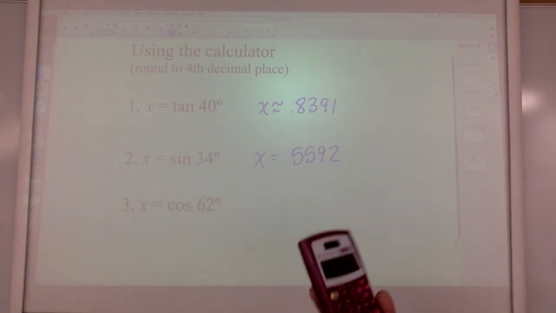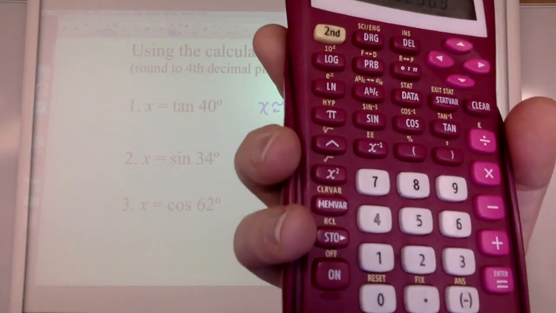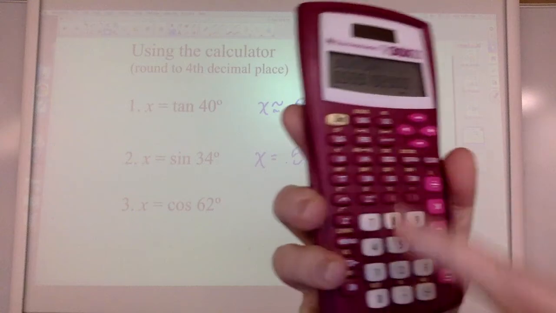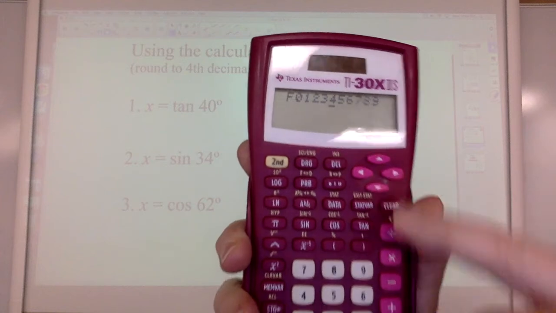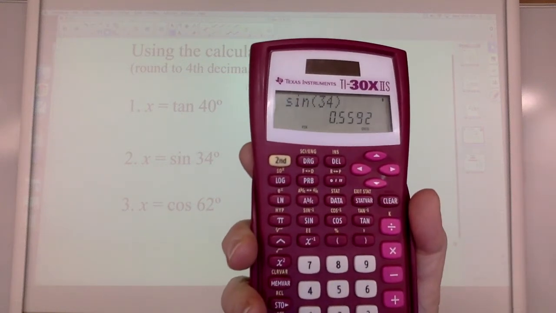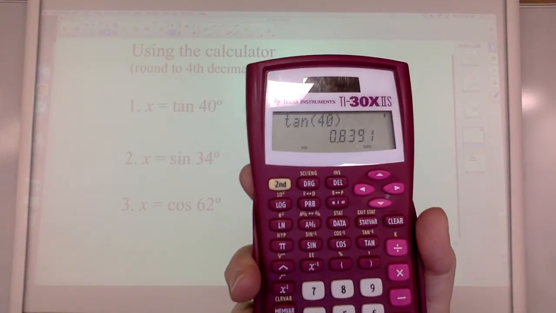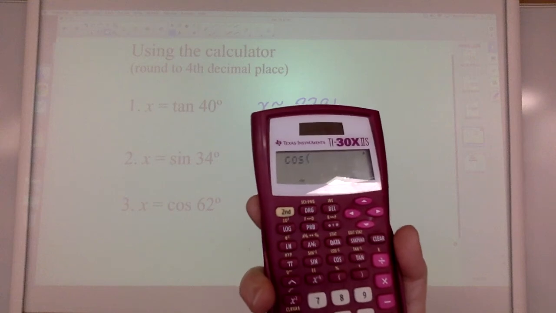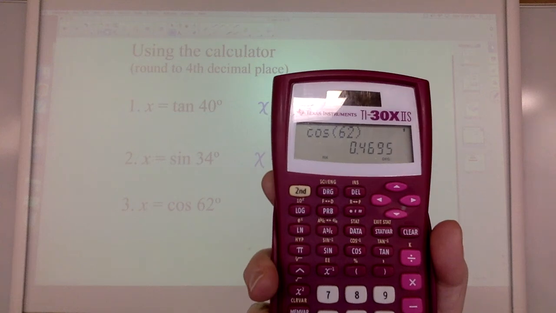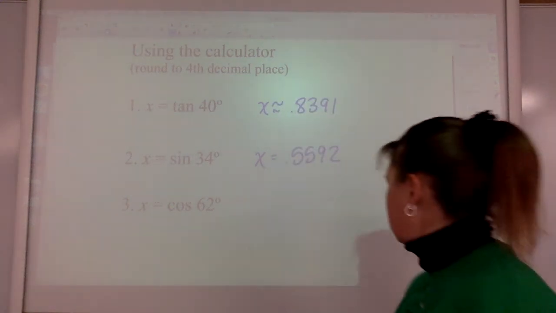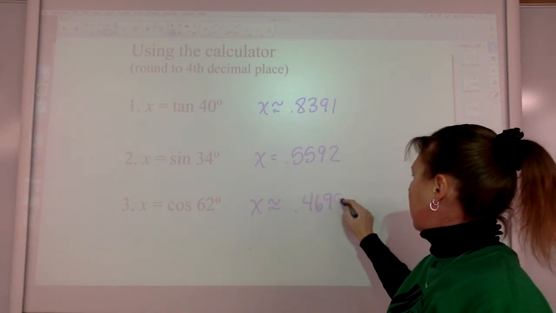Cosine of 62 degrees. Hey, I got a trick for you. If you have a calculator like mine, you see this little fix down here on the decimal point? If you know you're going to do a whole bunch of calculating, you can hit fix and change it to 4 decimal places, so that way you don't have to guess when you're rounding or screw up the rounding. It'll always round it where you need it. So when you do cosine of 62 degrees, you don't have to wonder if you rounded right. It's 0.4695. X is approximately 0.4695.